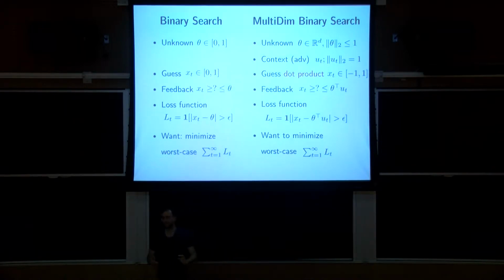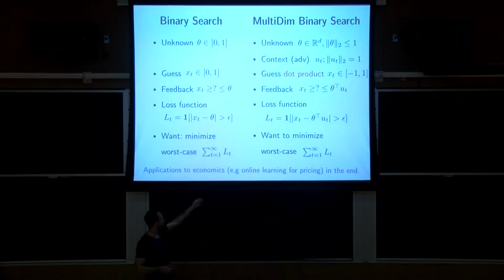And this problem is the same. You want to bound the number of mistakes you can ever make. So if you guess epsilon away, you make a mistake. If you don't, then you're fine, and you want to bound the maximum number of mistakes you can ever make. And this comes up in a lot of applications in online learning for pricing, which I'll talk about later.